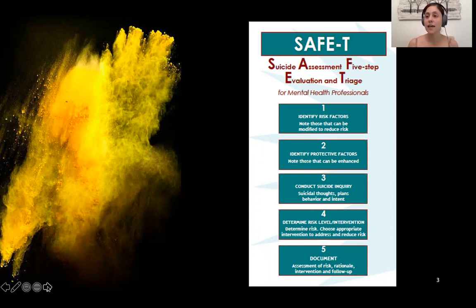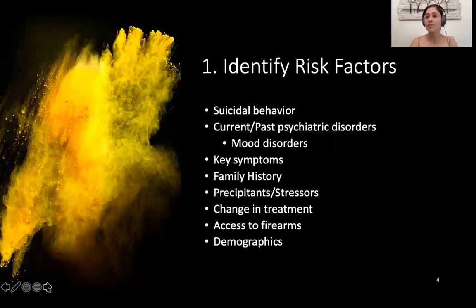So SAFET is an acronym that provides a helpful way to remember the steps of evaluation, and we'll be going through each of the 5 steps one by one. So beginning with identifying risk factors, moving on to identifying protective factors, conducting a suicide inquiry, determining risk level, and documentation. So first, identify risk factors.